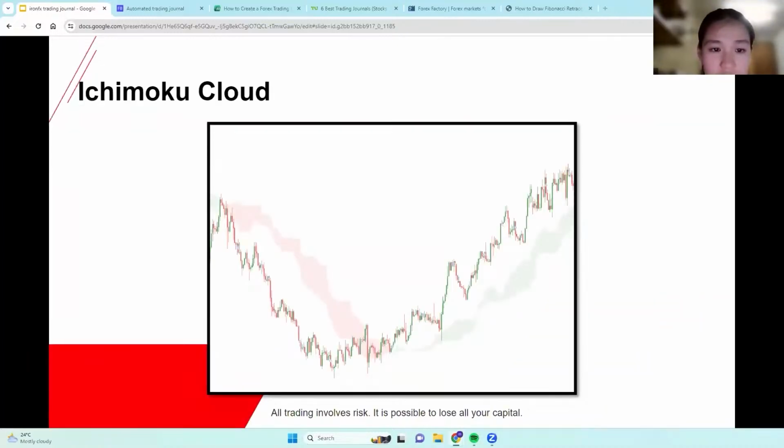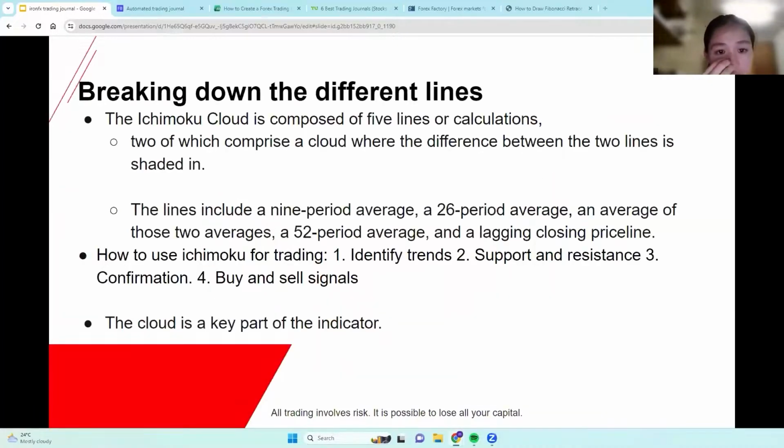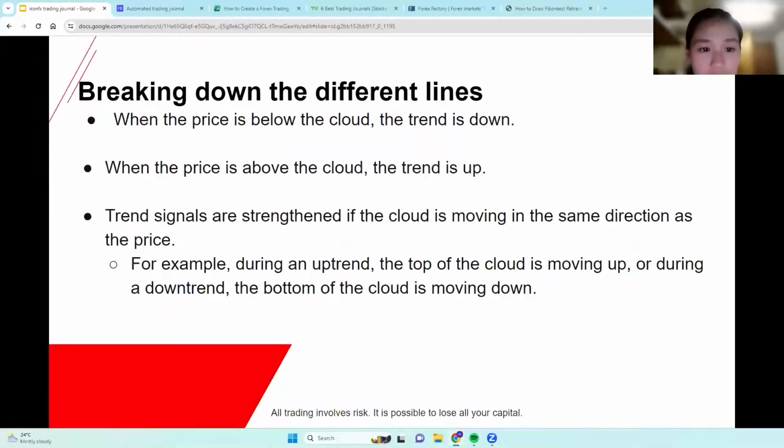Firstly is the Ichimoku cloud. Breaking down the lines, it consists of several components. It's basically composed of 5 lines or calculations, 2 of which comprise a cloud where the difference between the 2 lines is shaded in. The lines include a 9-period average, a 26-period average, an average of those 2 averages, a 52-period average, and a lagging closing price line. The cloud is a key part of the indicator. So let's look at breaking down the lines.